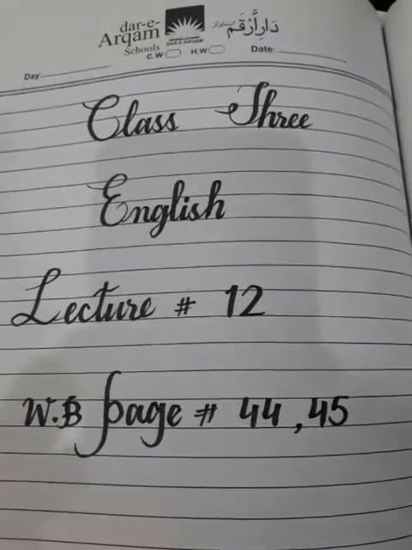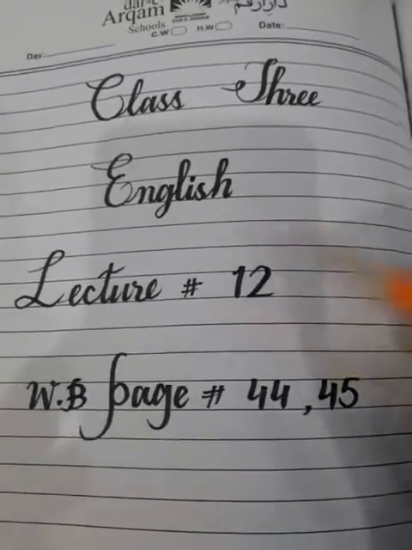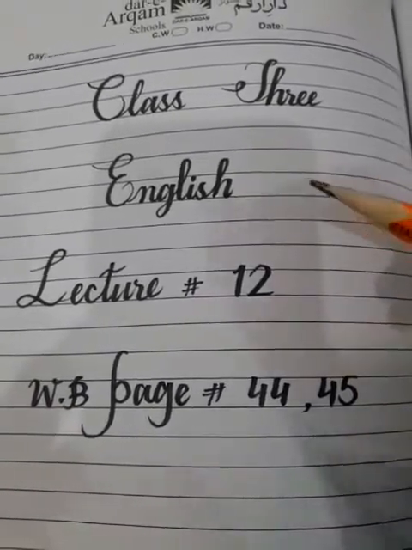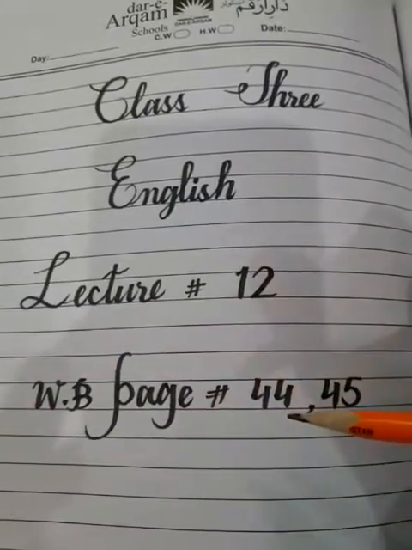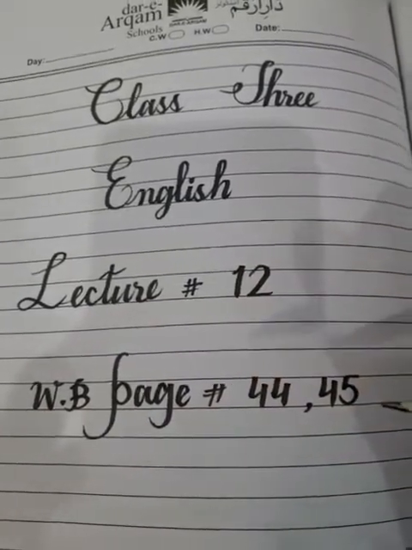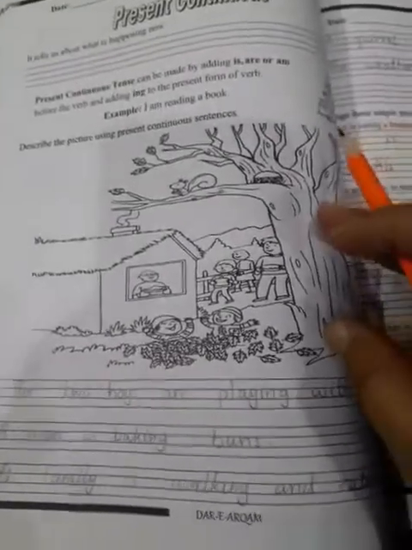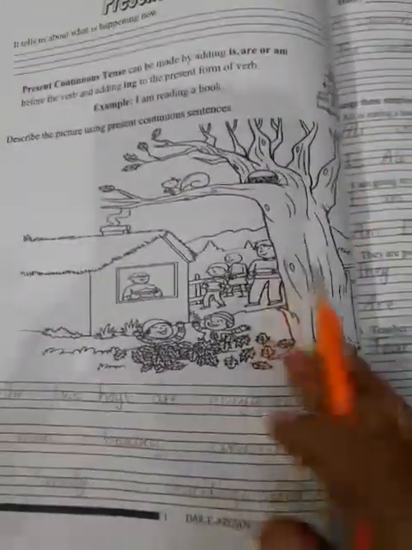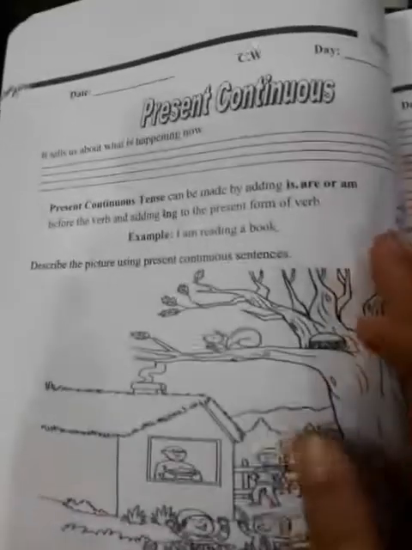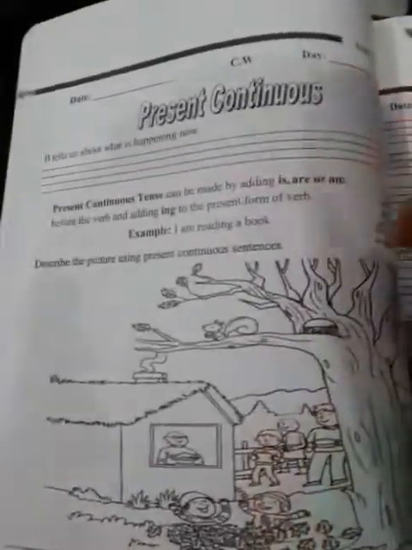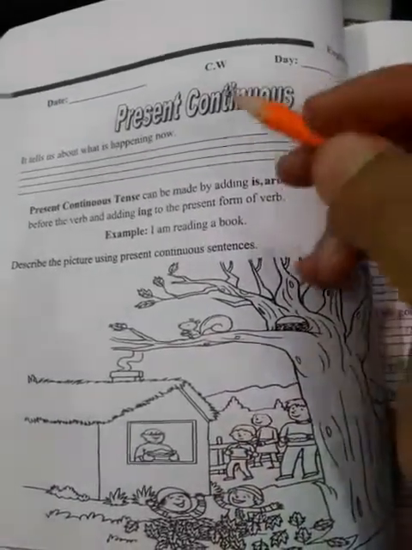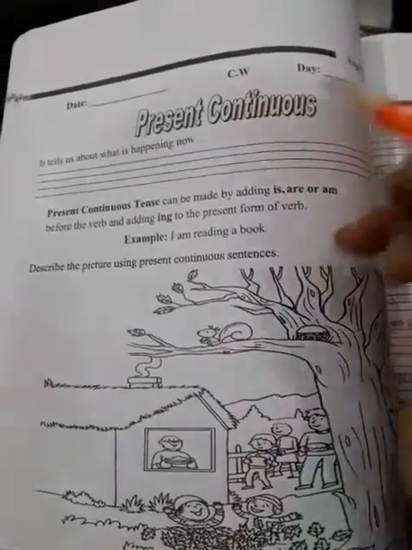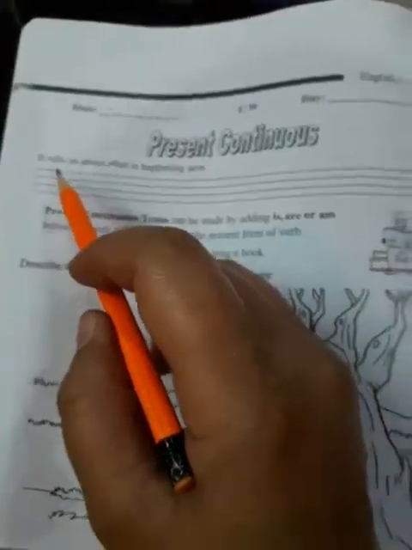Hope you are good. This is your lecture number 12 of your English subject, and today we are going to do workbook page number 44 and 45. So kindly open your workbooks. Students, here I have opened your workbook page number 44 first. So you can see here we are having a very important tense, present continuous. So we will read the definition of this tense.